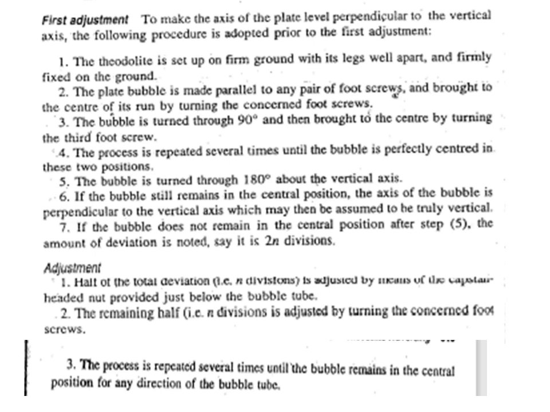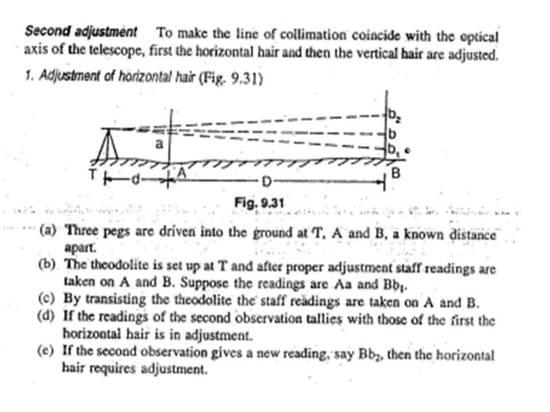First adjustment: half of the total deviation, that is n divisions, is adjusted by means of the capstan headed nut provided just below the bubble tube. Then the remaining half, n divisions, is adjusted by turning the concerned foot screw. The process is repeated several times until the bubble remains in the central position for any direction of the bubble tube. Then the second adjustment, to make the line of collimation coincide with the optical axis of the telescope.